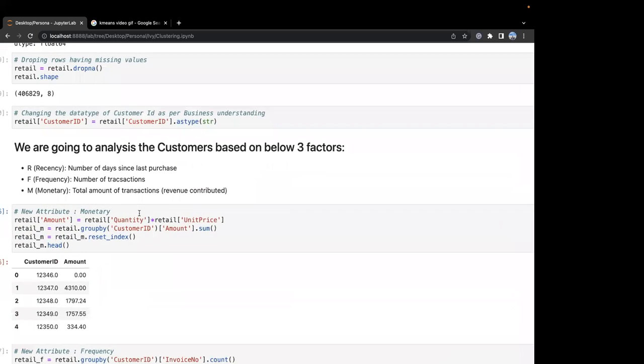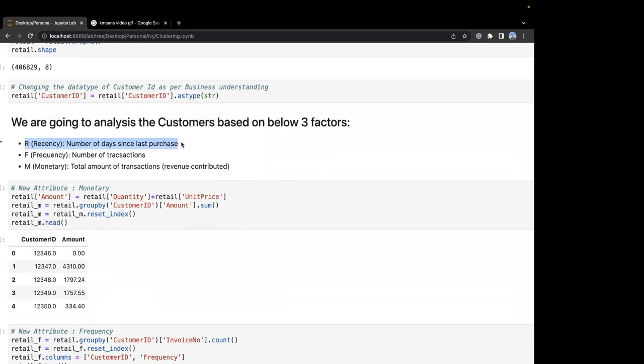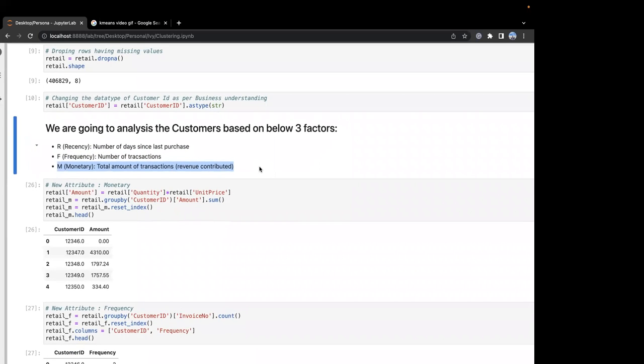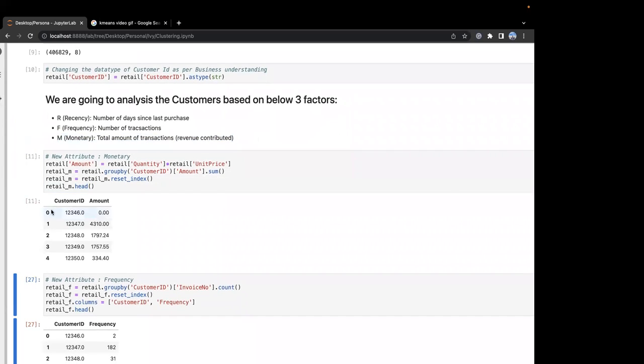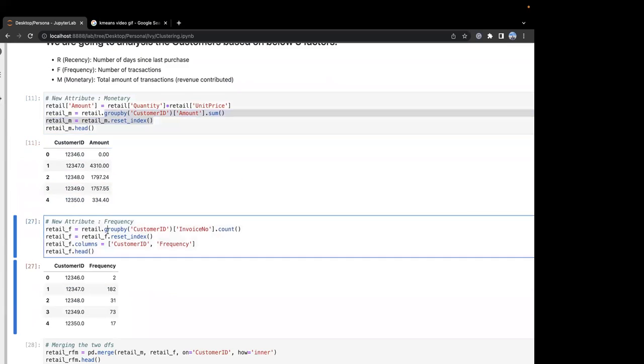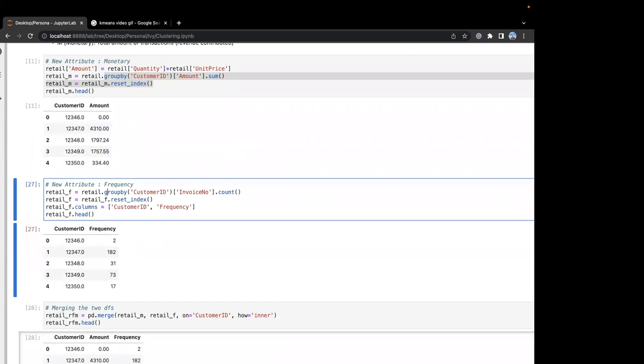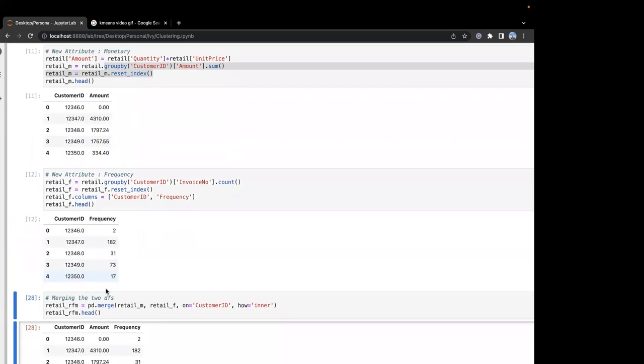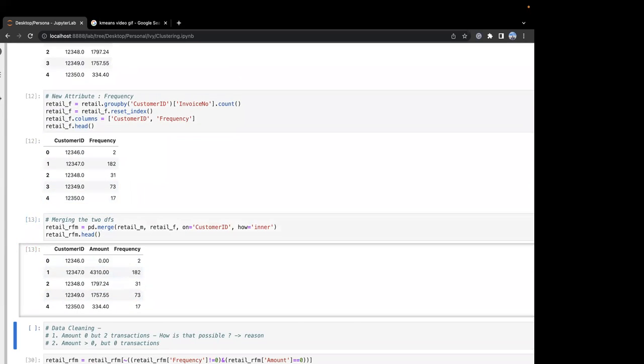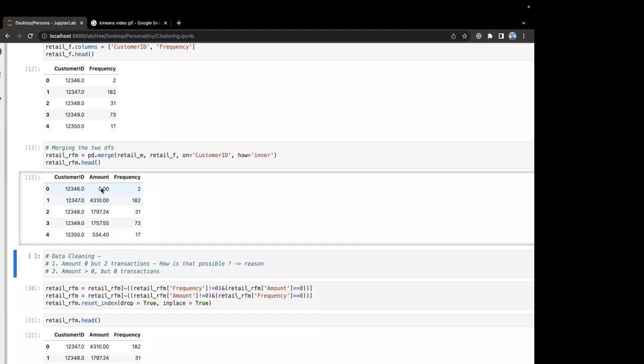We are going to consider three factors: recency of the customer, when did they make their last purchase, number of days since then; frequency, how many transactions do they make; and monetary, the total amount that they made transactions for. Recency, frequency, and monetary. Right? For each customer, we sum the total amount that they have purchased with us with a simple group by and dot sum. For each customer, we find out the number of times they've shopped with us, which is the frequency measure. We concatenate both those data frames. So for each customer ID, I have amount and frequency.